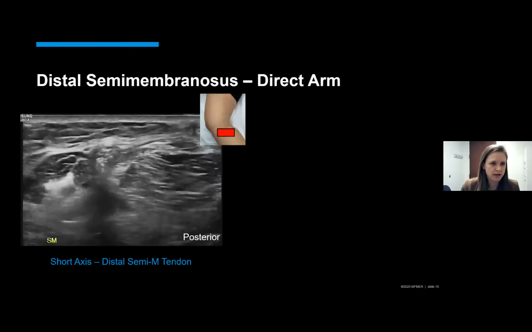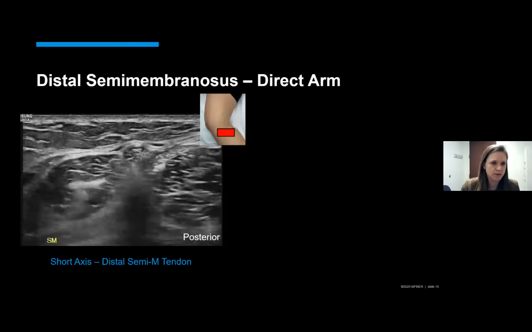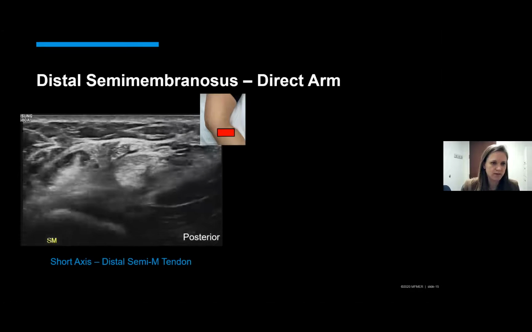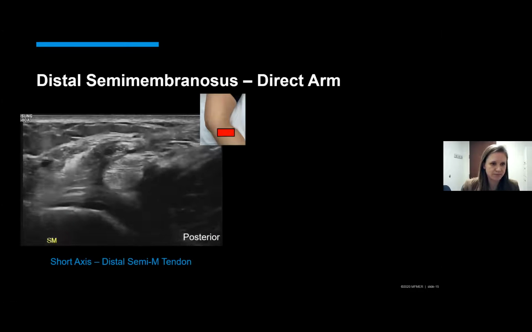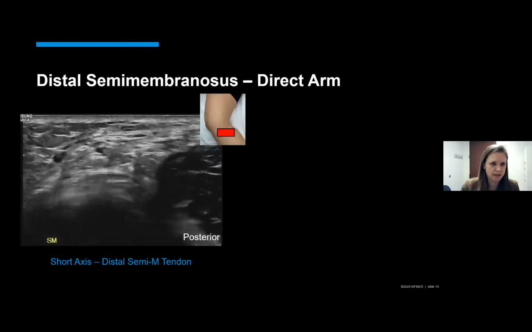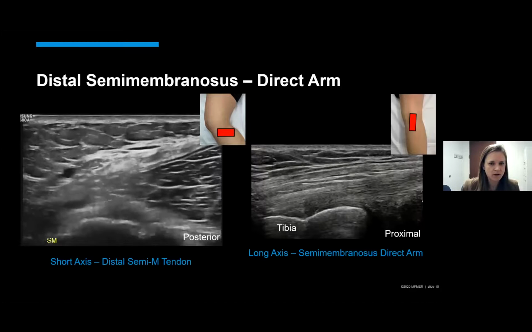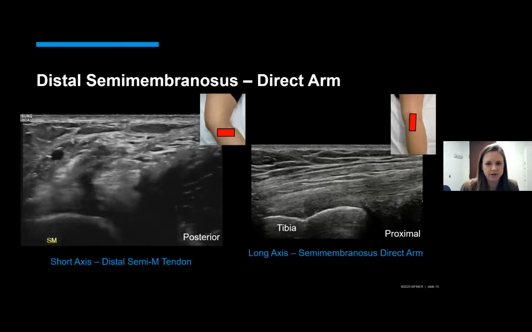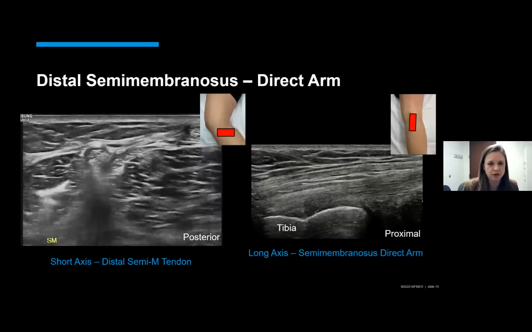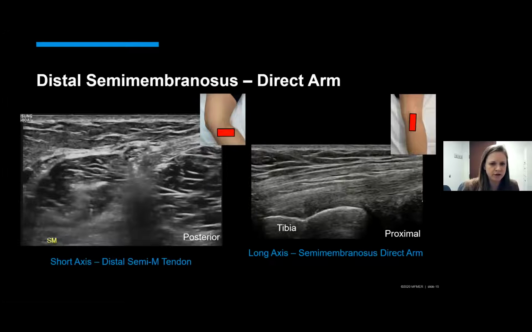So we can watch that again as we sweep distally. It goes underneath the gracilis here and then attaches to the tibia. In a long axis view of the direct arm, you can actually visualize the insertion onto this characteristic groove on the tibia, which is a great landmark to use to help visualize this tendinous insertion.